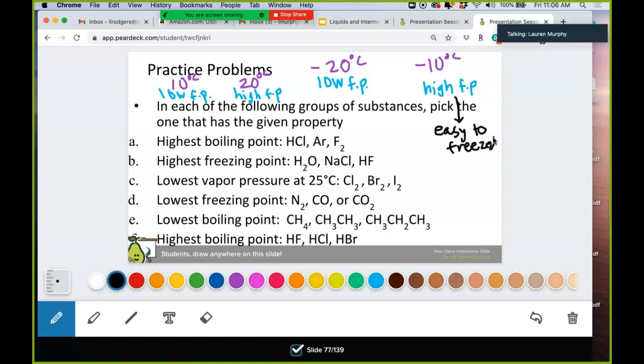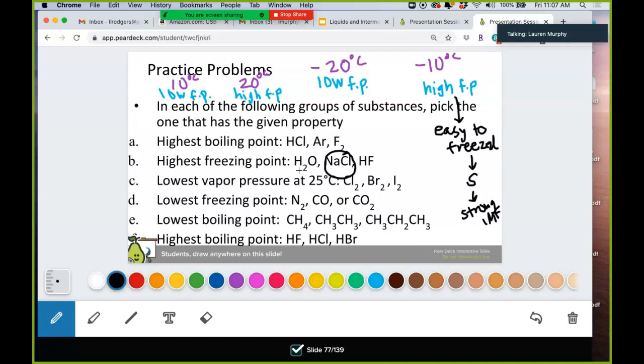So things that are easy to freeze are things that like to be solids, okay? Which solids have the strong intermolecular force. Okay, right? Solids have to be really, really close to one another in order to maintain solidity. So, if they want to be close to each other, it's because they're really, really attracted to each other. So, of these, who has the highest freezing point? Meaning, who turns into a solid the easiest? And that is going to be sodium chloride.